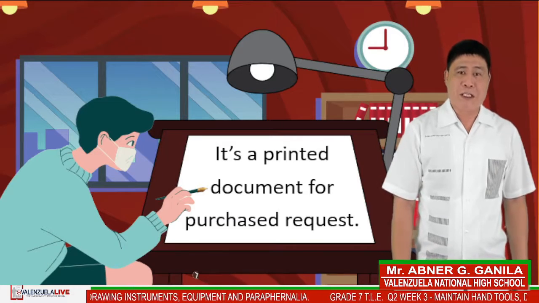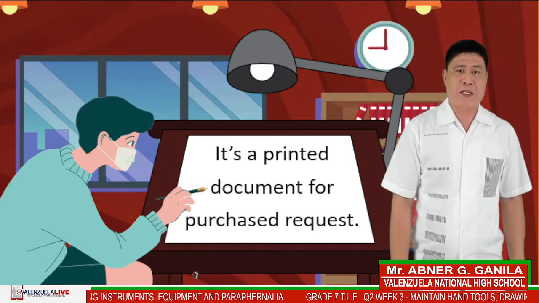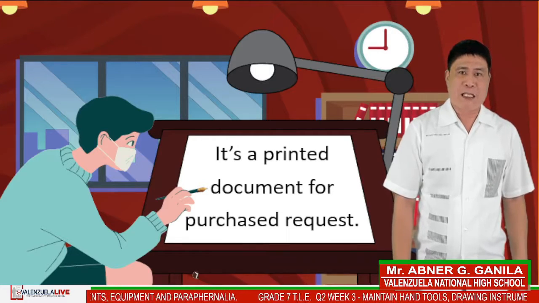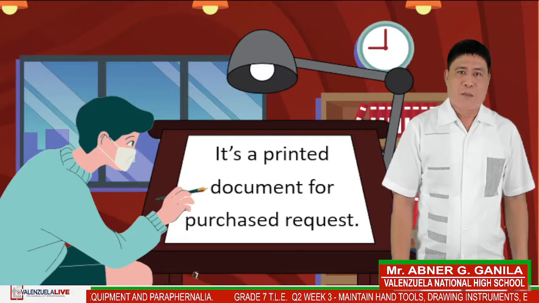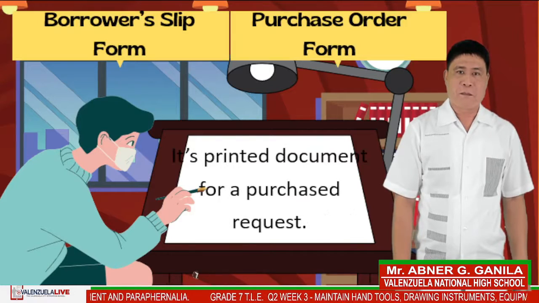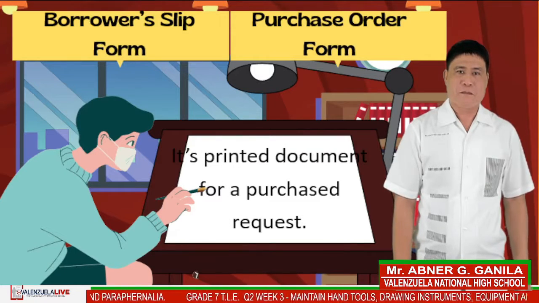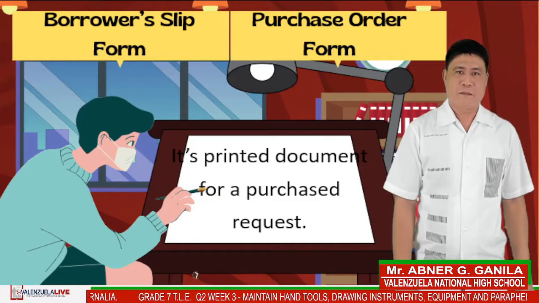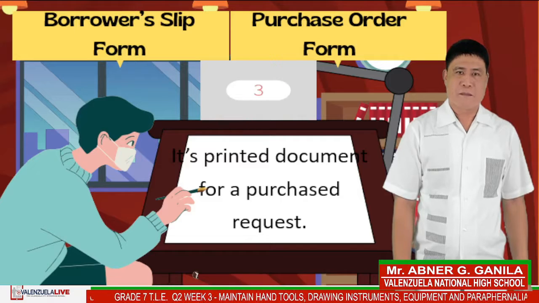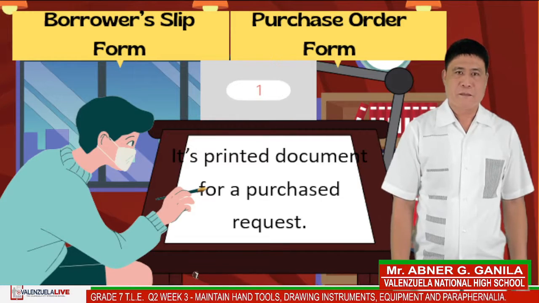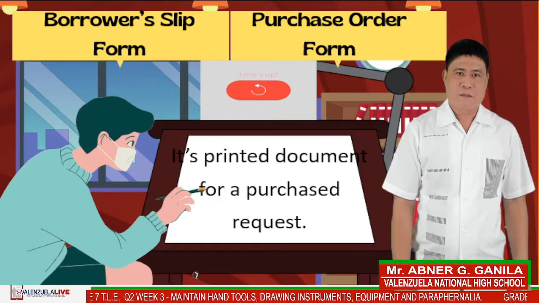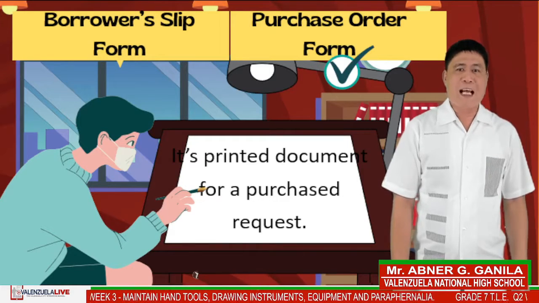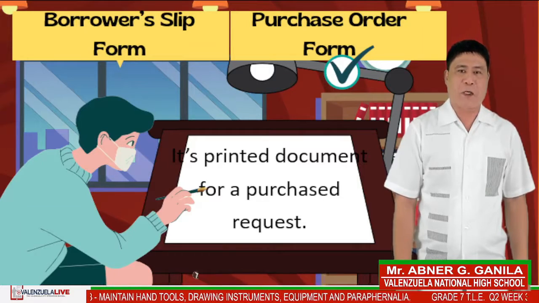Number 2, it is a printed document or purchase request. What is it? Borrower slip, purchase order form, marvelous! The answer is purchase order form.